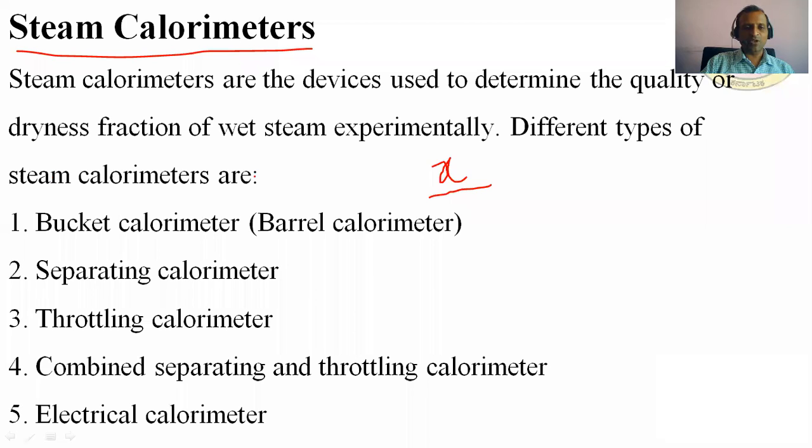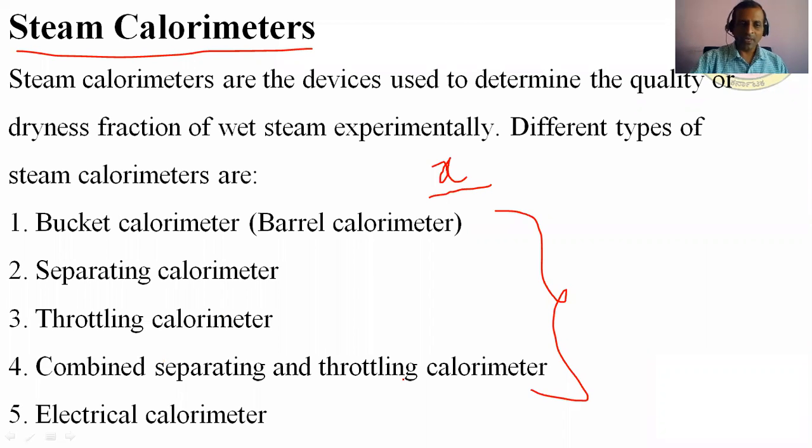There are different types of calorimeters. One is the bucket calorimeter, also called the barrel calorimeter. Second is the separating calorimeter. Third is the throttling calorimeter. Then the combined separating and throttling calorimeter, and then the electrical calorimeter. There are 5 types, and out of the 5, 4 are in your syllabus: bucket or barrel calorimeter, separating calorimeter, throttling calorimeter, and combined separating and throttling calorimeter, right?